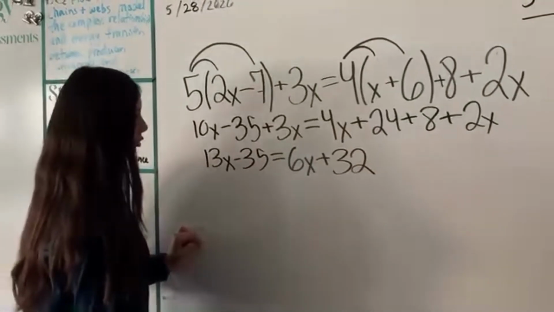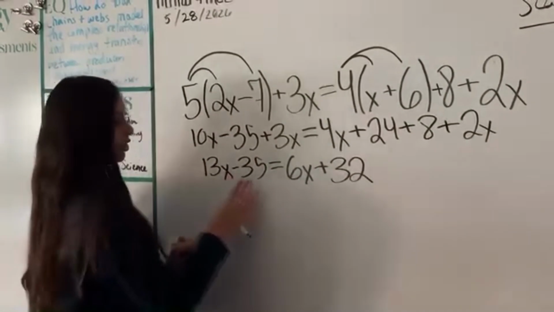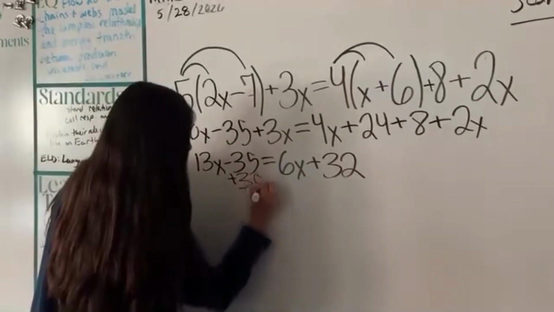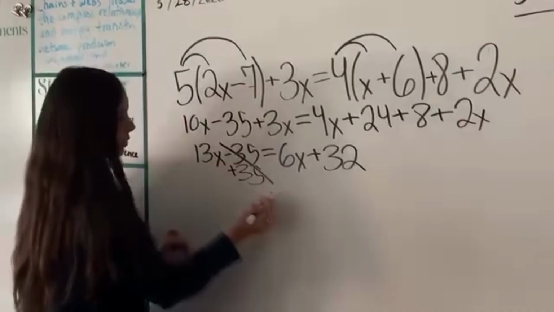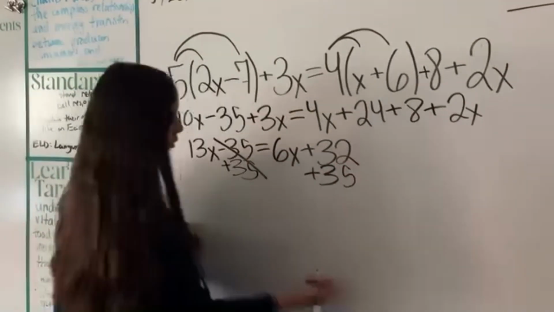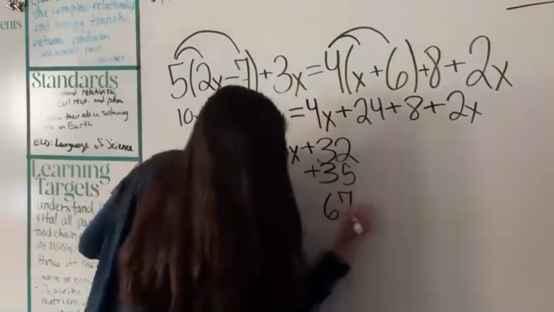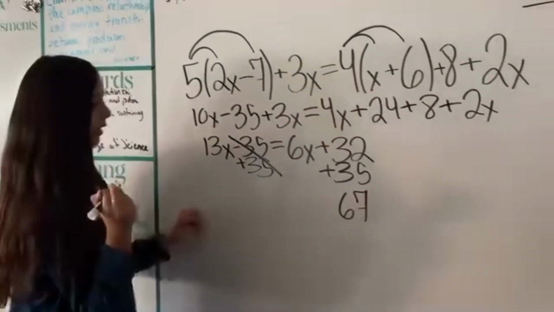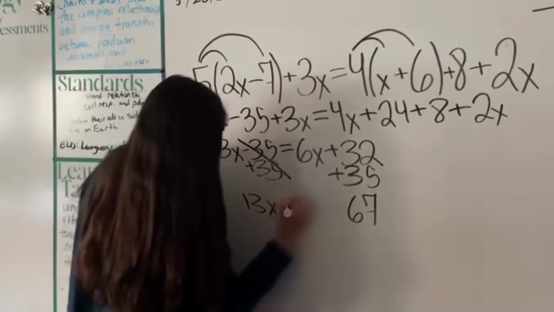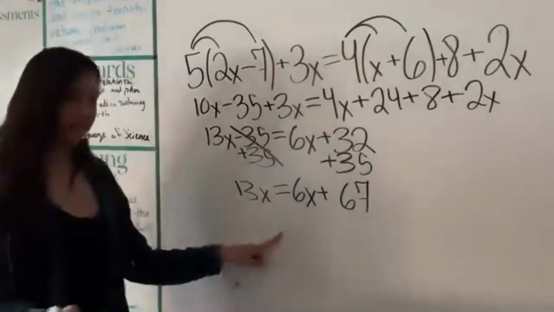Next thing we're going to do is add the 35 to the 32. So this part cancels out, and then adding it together, that would give us 67. Okay, so the next thing we're going to do is drag down the 13x equals 6x plus 67.